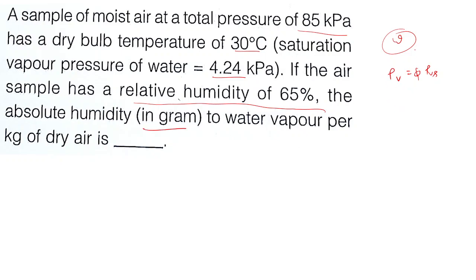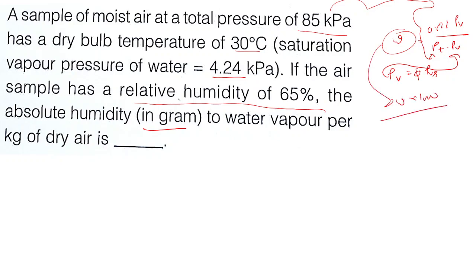Here PV we will find from here, and omega is 0.622 PV by PT minus PV. So find PV from here, put it here, and PT is given. Put PT from here, and you can easily get omega; multiply this omega by 1000. Whatever comes, that would be the answer. Got it or not? Yes, sir. 20.8. So something will come, 20.8, gram per kg of dry air.